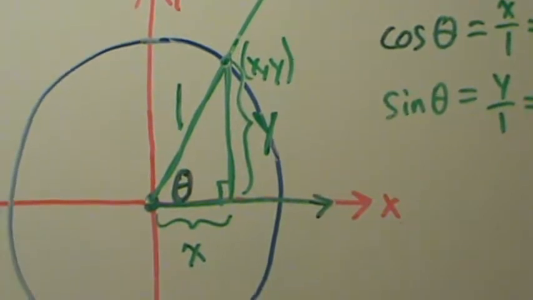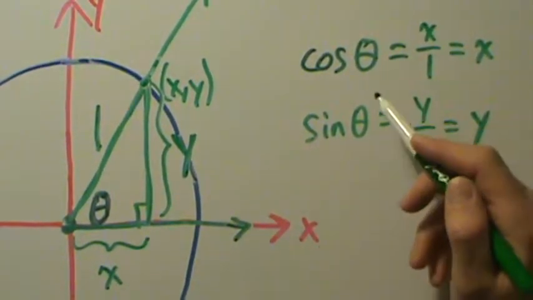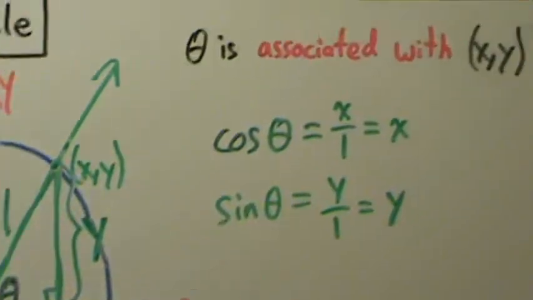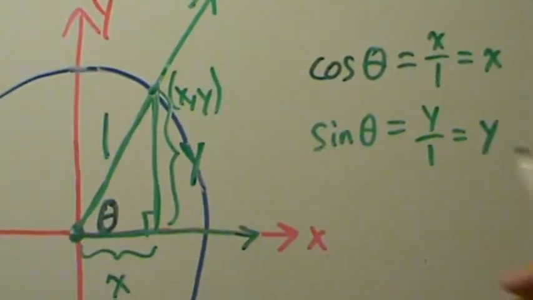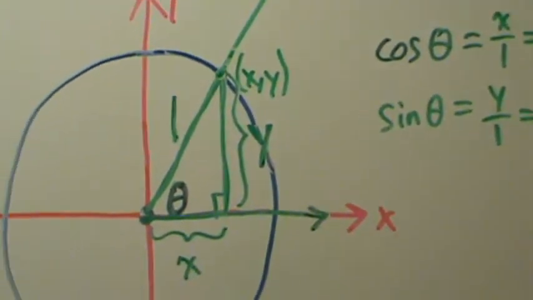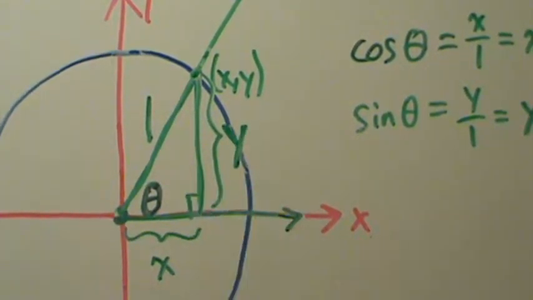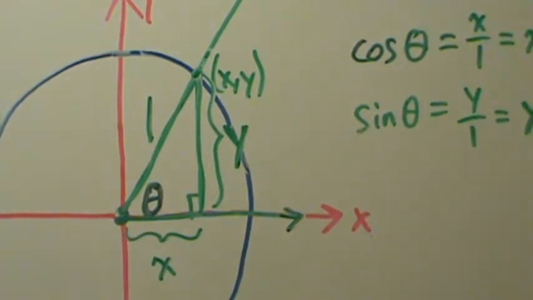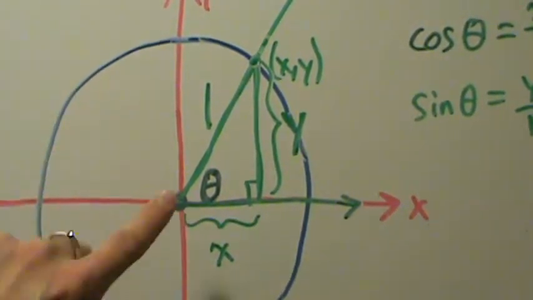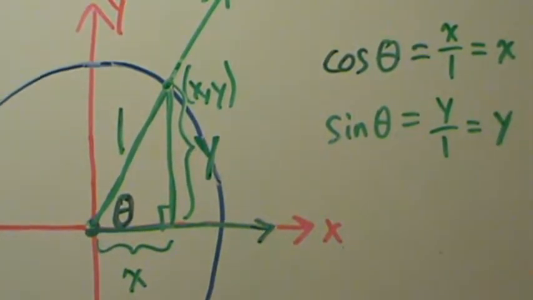But now that we have the unit circle, we can define trig functions for pretty much any theta. If theta is an angle associated with a point on the unit circle, then the cosine of theta is the x-coordinate, and the sine of theta is the y-coordinate. We drew this point x, y in the first quadrant, but this definition can be extended to cover the entire unit circle. So if we have any angle theta, even if it puts us over here, or down here, this is still going to be true.